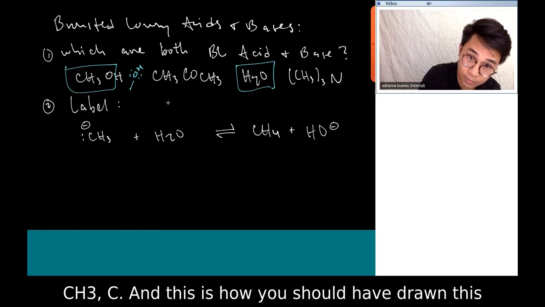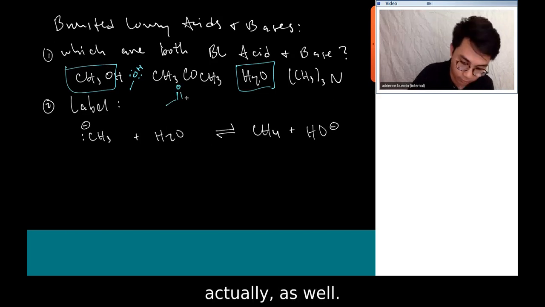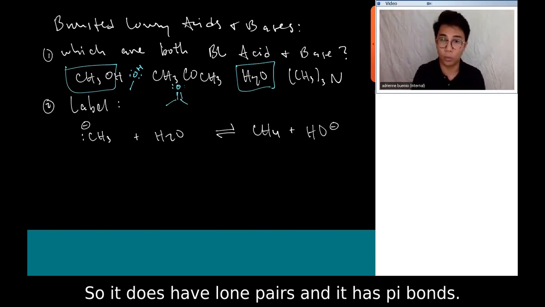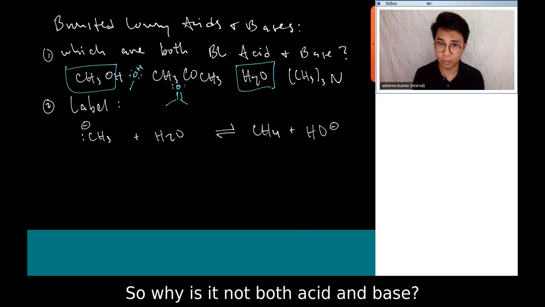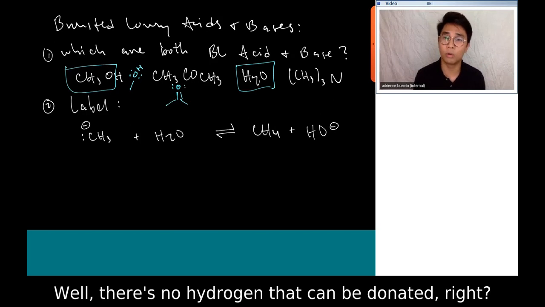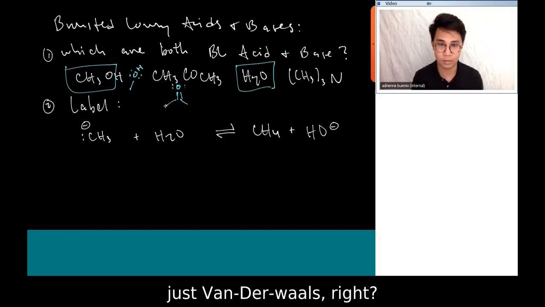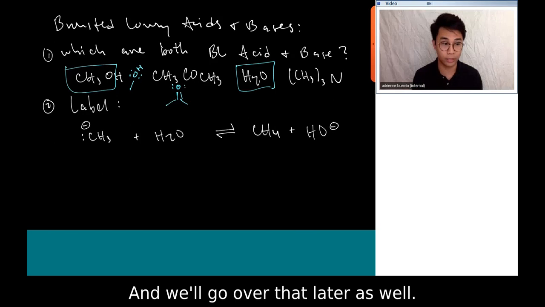CH3, and this is how you should have drawn this actually as well. So we have our CH3, CH3COO, right? So it does have lone pairs and it has a pi bond. So why isn't it both acid and base? Well, there's no hydrogen that can be donated, right? Because we know CH3s, you don't really break them. They're not hydrogen bonds, they're just van der Waals, right? And we'll go over that later as well.